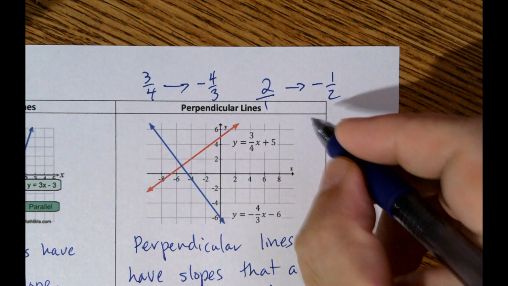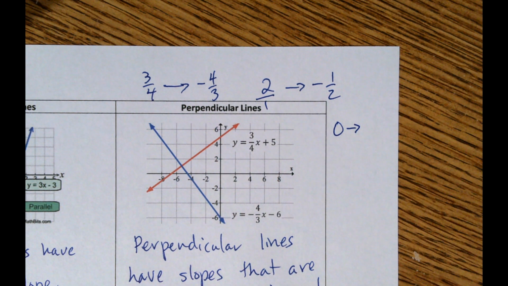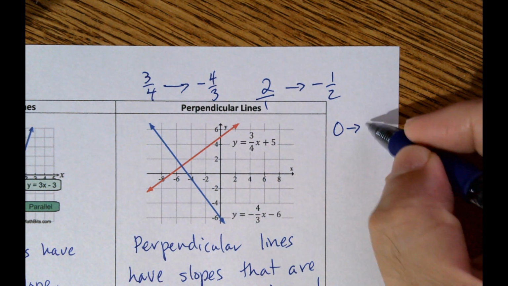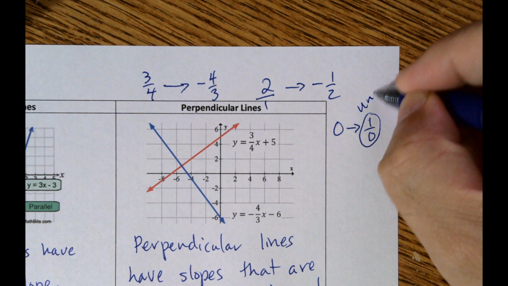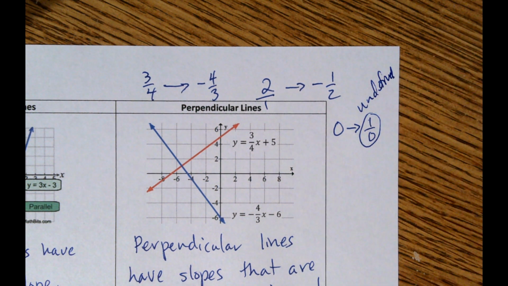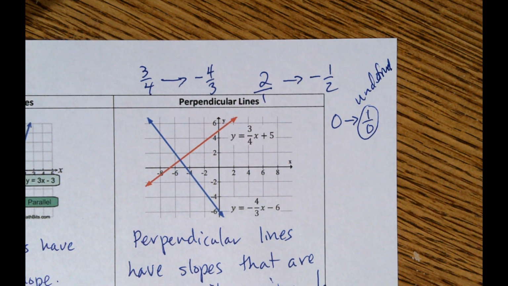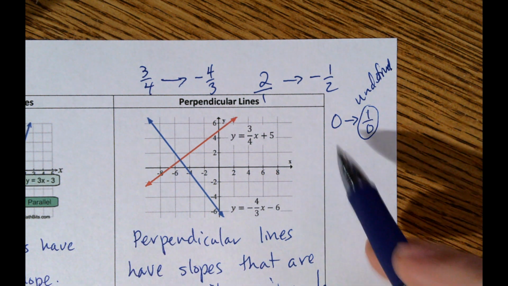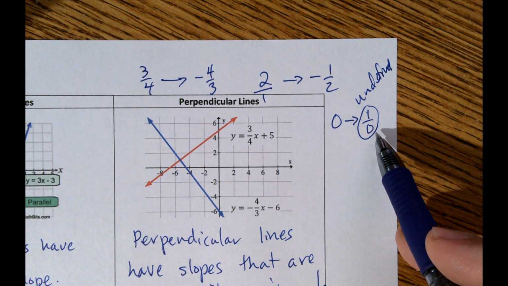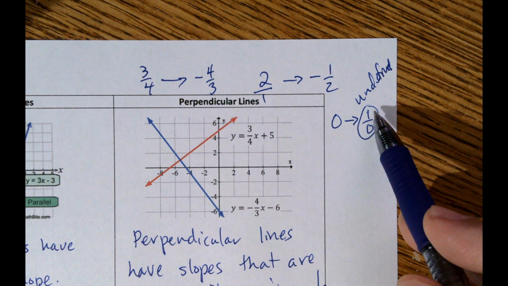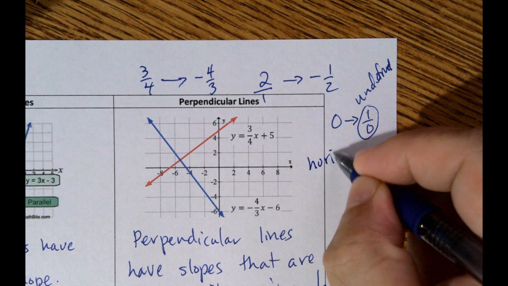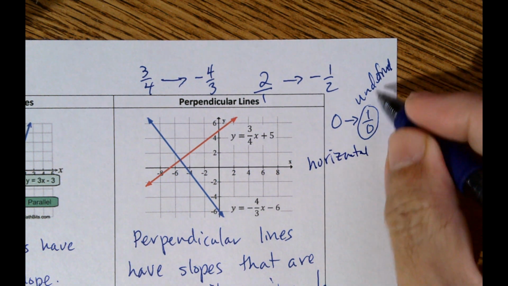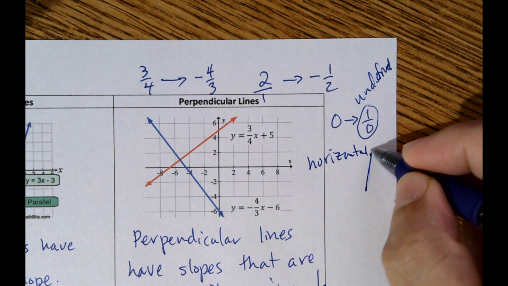All right. What if I have a 0? What's the opposite reciprocal of 0? So technically it looks like this, right? 1 over 0. But this is undefined. So if we have a line with a slope of 0, then the opposite reciprocal, or the one that's perpendicular to it, will have a slope that is undefined. So remember, a slope of 0 is a horizontal line, and this slope that's undefined, that will be a vertical line.